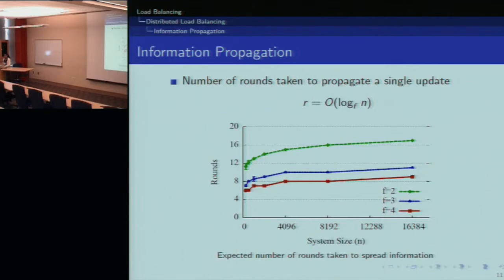So this figure illustrates the dependence of the number of rounds required to propagate the information on the system size. As we can see, as the system size increases, the number of rounds required increases logarithmically. And if we increase the fan out, the number of rounds decreases.